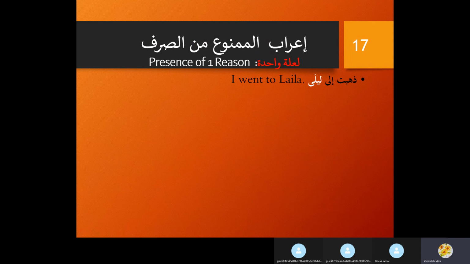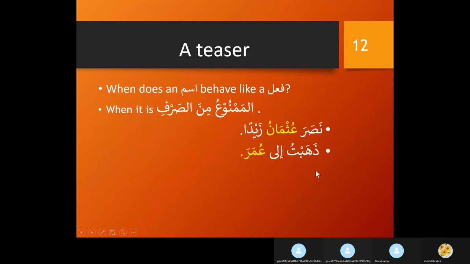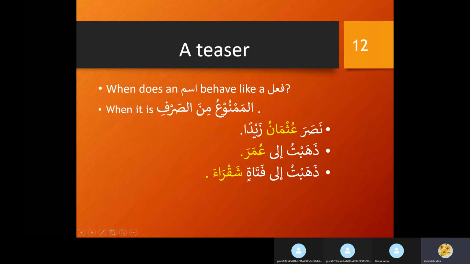When we were looking at this slide, you can still see that this is not a kasra, this is a fatha. So we could see it. But with Laila, we couldn't because of the alif. So this makes it one step more special.